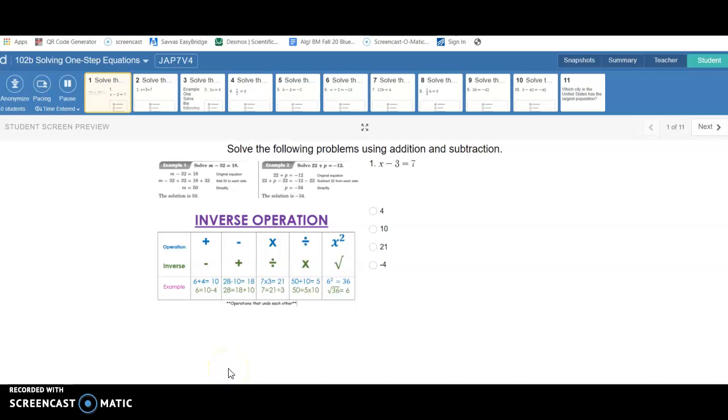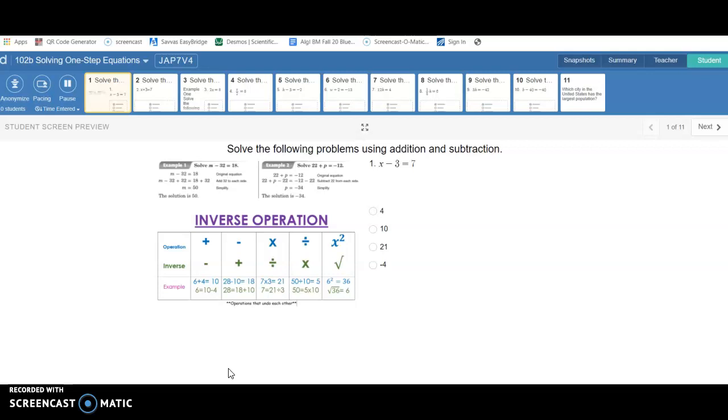Okay, today I'm going to go over 102B. In this assignment, we're going to use either adding or subtracting the constant, or dividing or multiplying the coefficient. These are normally the last steps in solving for the variable, and we're going to go over that.